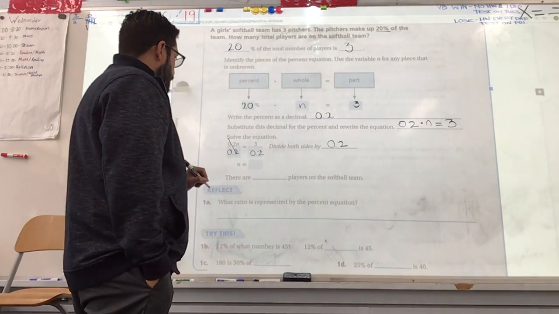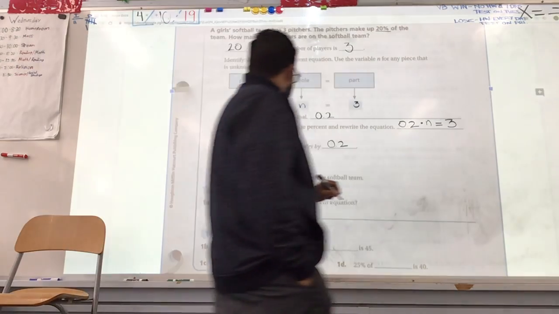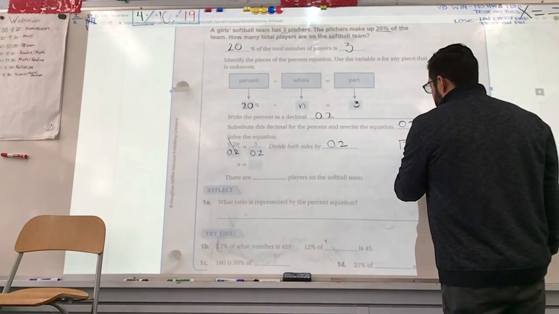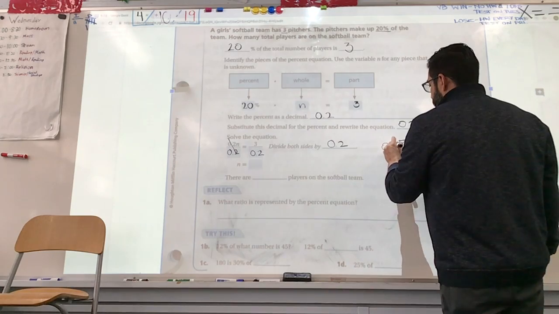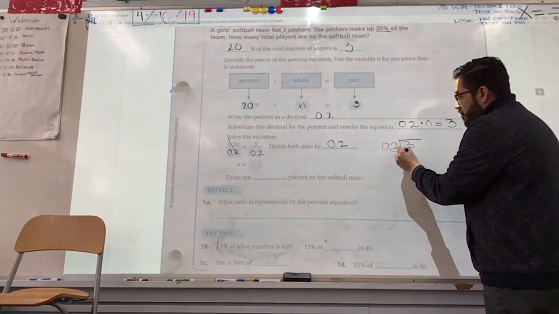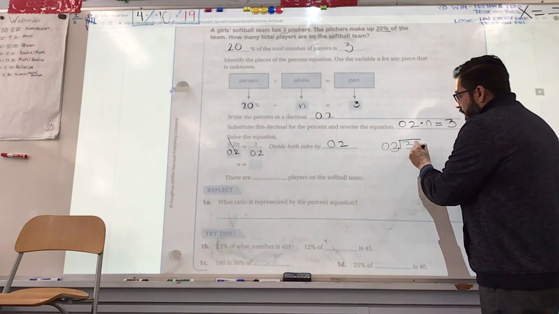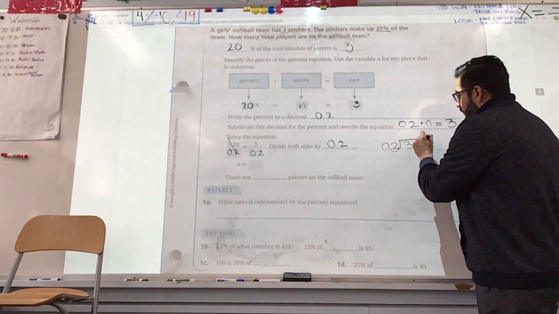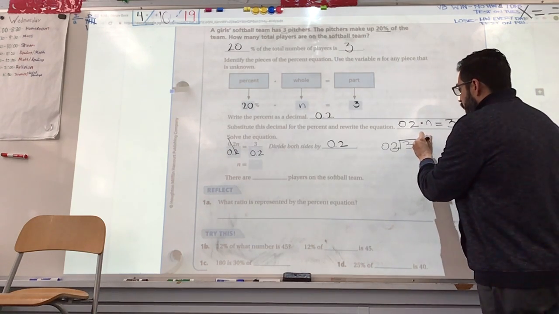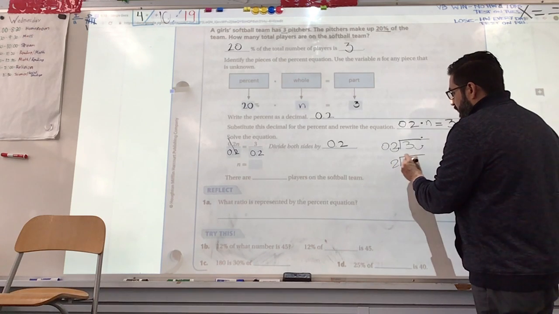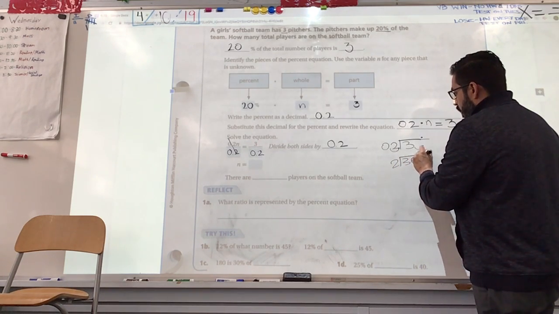That crosses out. And so we're going to divide 3 divided by 0.2. In order to divide these, we need to move the decimal over. And why do we do that? Because you can't divide a part of a number. You need to divide a whole number. So now we have 2 divided by 30.